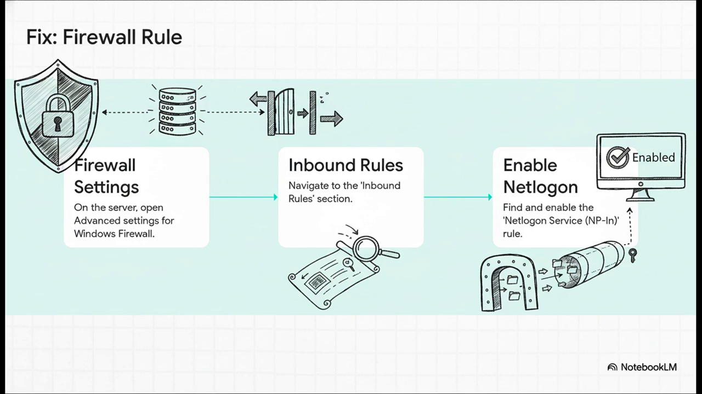On the server, you need to open up the advanced Windows firewall settings. Look for inbound rules. Now scroll through that list until you find a rule called Net Logon Service. That's the rule that handles the traffic for file sharing. All you gotta do is right-click on it and enable it. That's it. You've just told the firewall it's okay to let your file sharing requests come through the VPN tunnel.